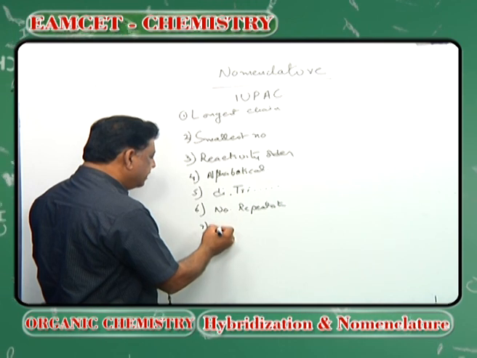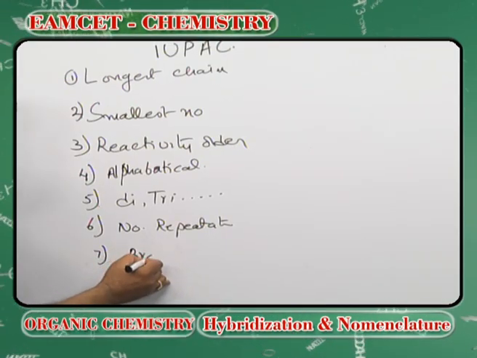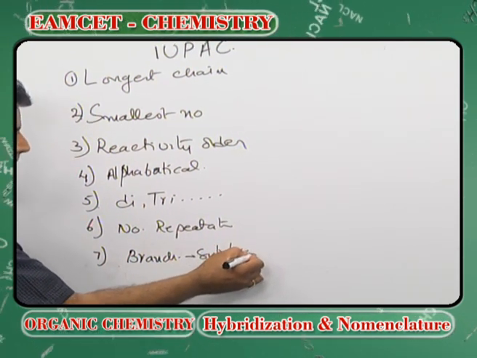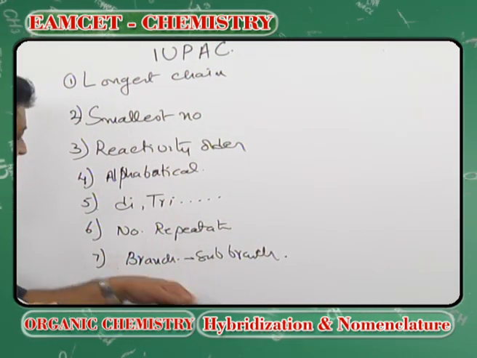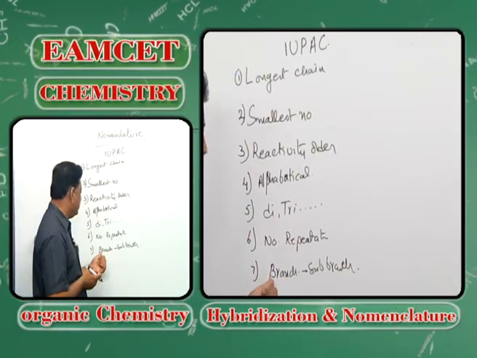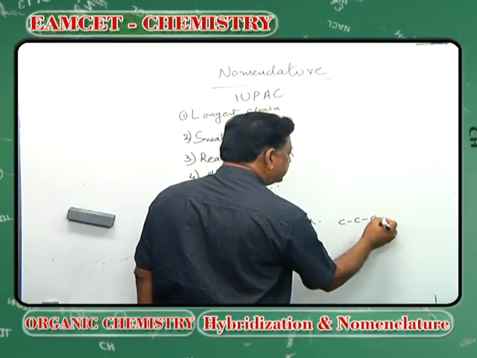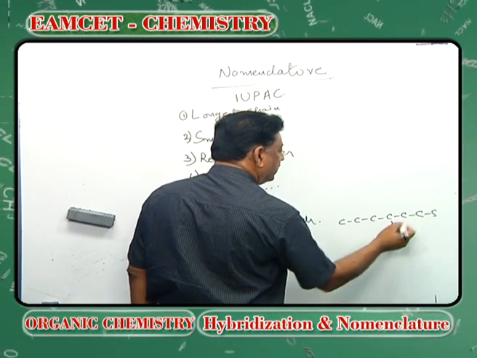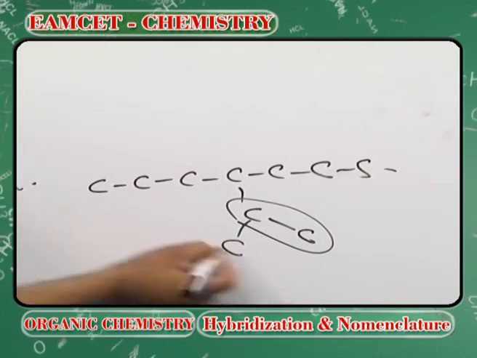The seventh rule is branch with branch, sub-branch. Whenever a branch has a sub-branch, then the sub-branch is numbered and mentioned within brackets, and then it is attached to the branch and the whole name will be given. For example, if a compound is like this, the main compound has a branch, that is an ethyl group, and it has a sub-branch.